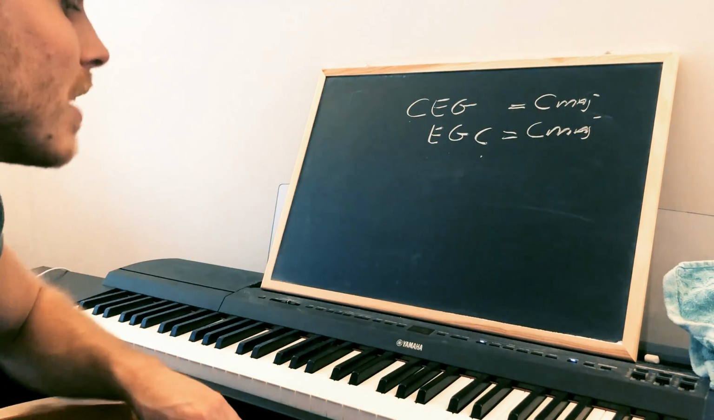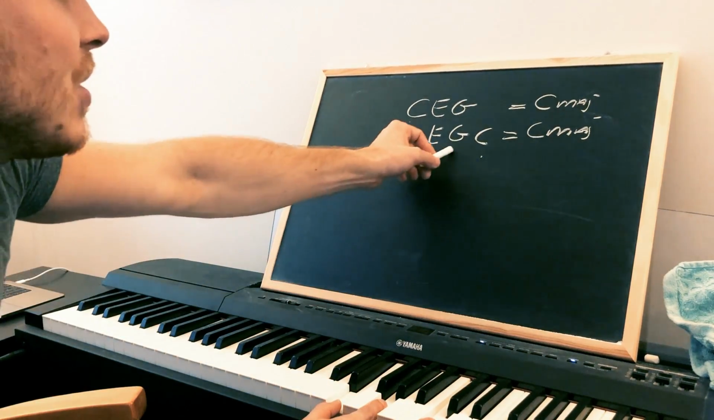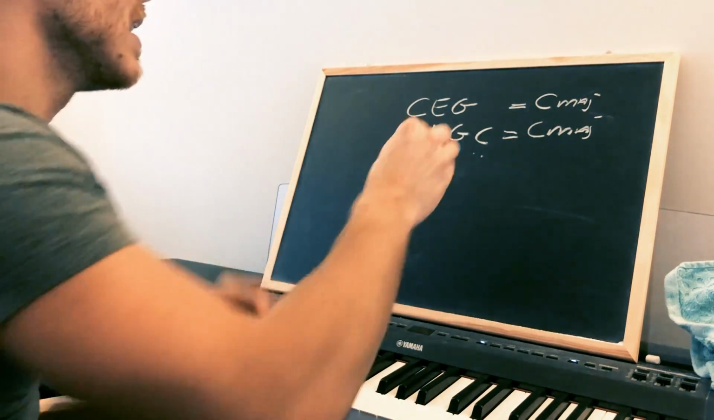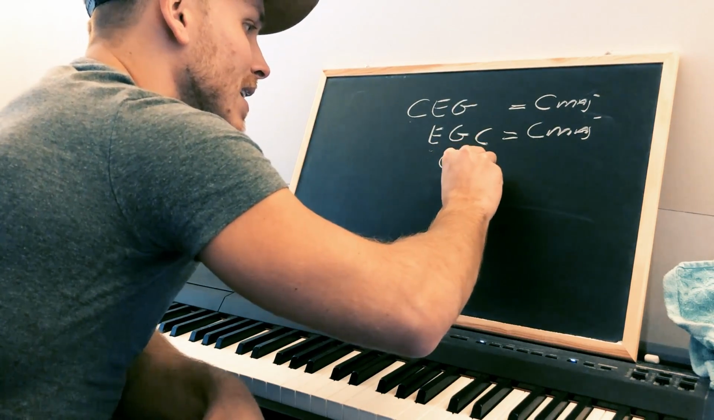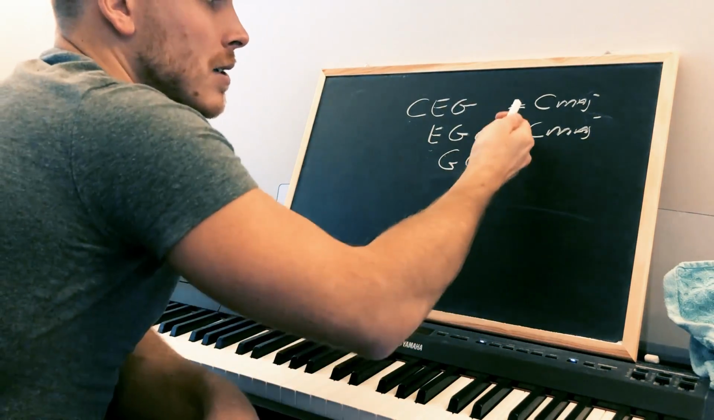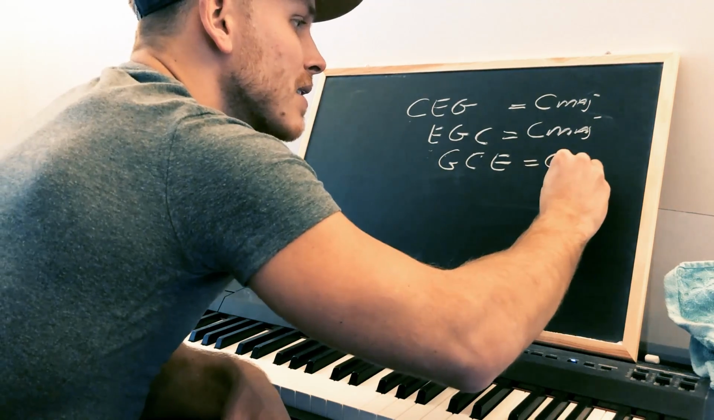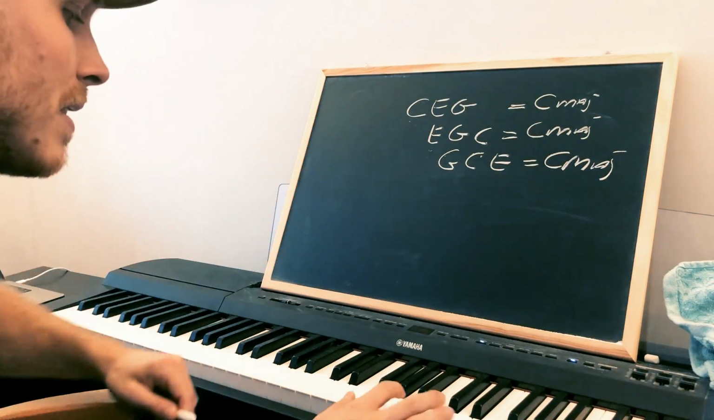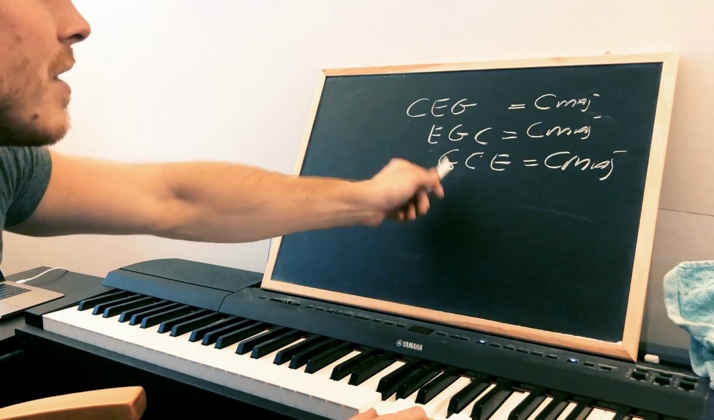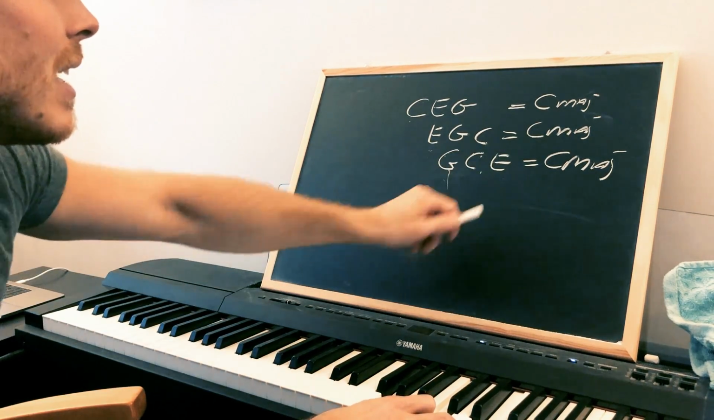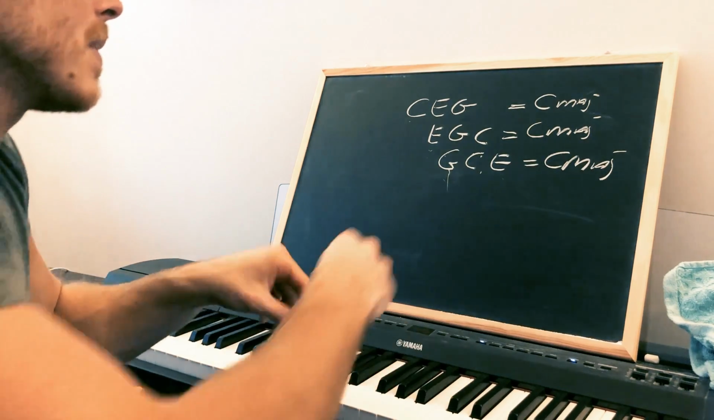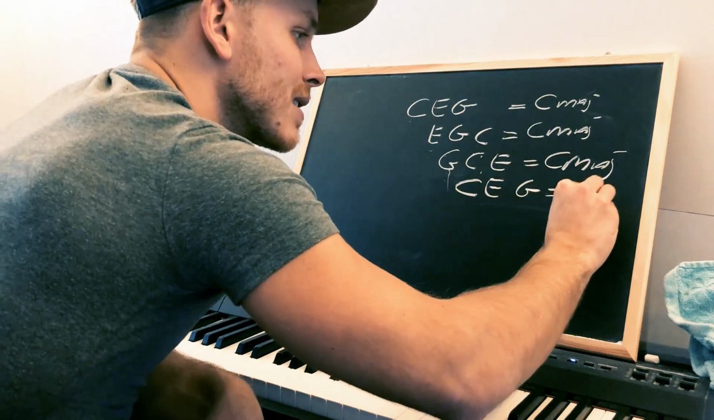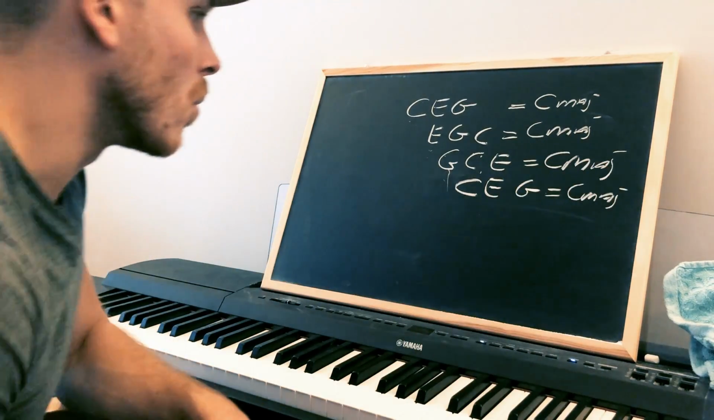Now, I can do that again. Currently playing E, G, C. I can release that E, add it on the top. Now we get G, C, E. Okay, I screwed this up here, but that's still a C major chord. And I can do that again. Okay, so right now I'm playing G, C, E. I can release the G and add it on the top. And then we get C, E, G again, and that is still a C major chord.